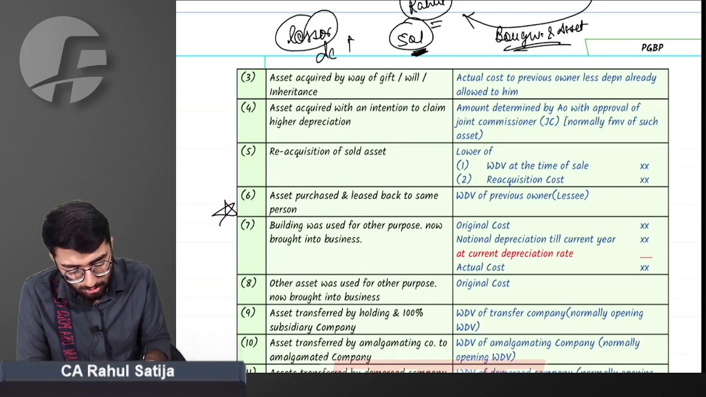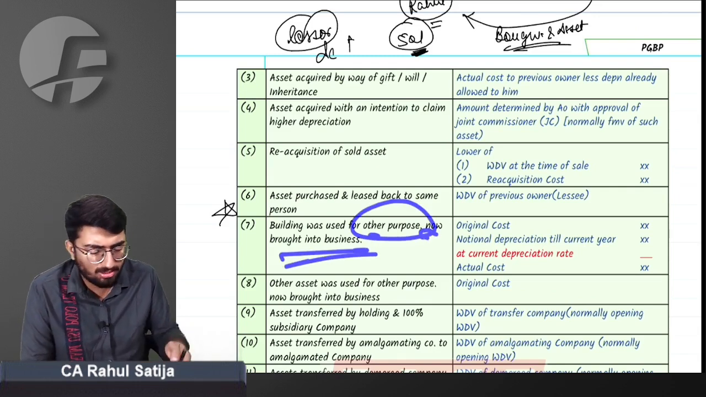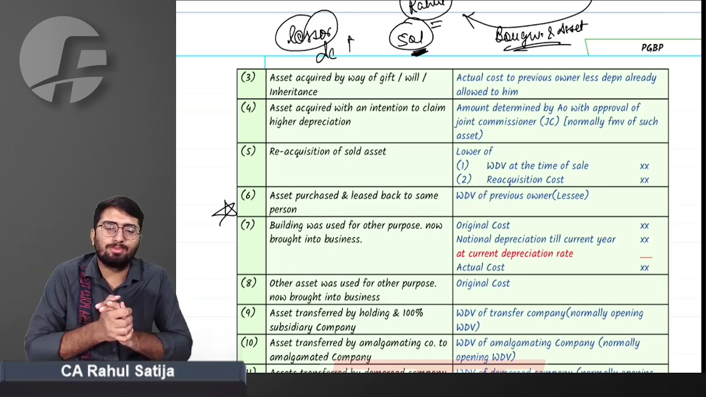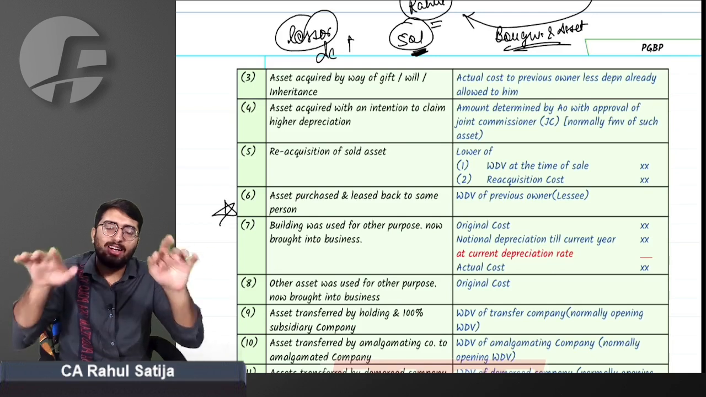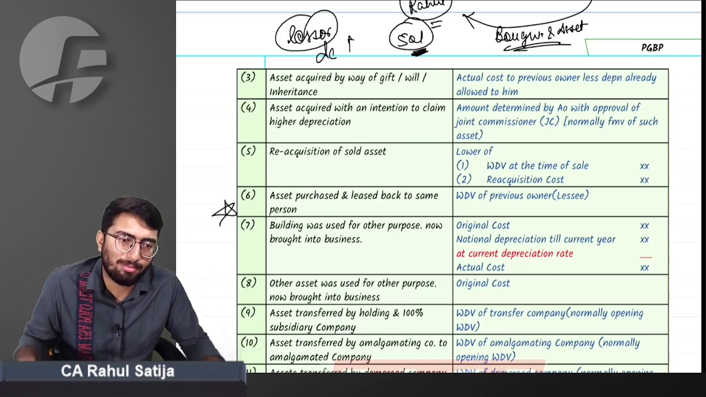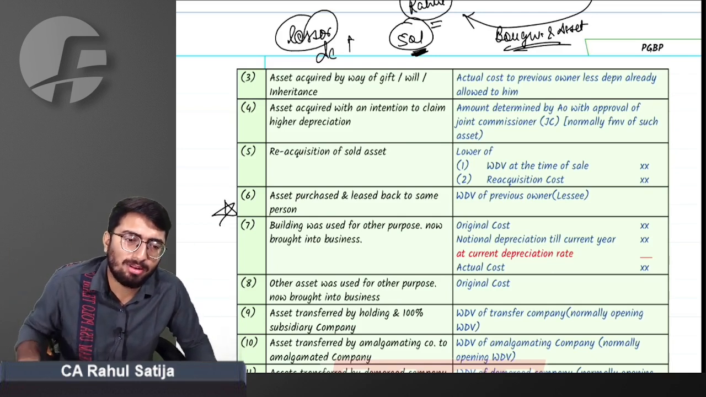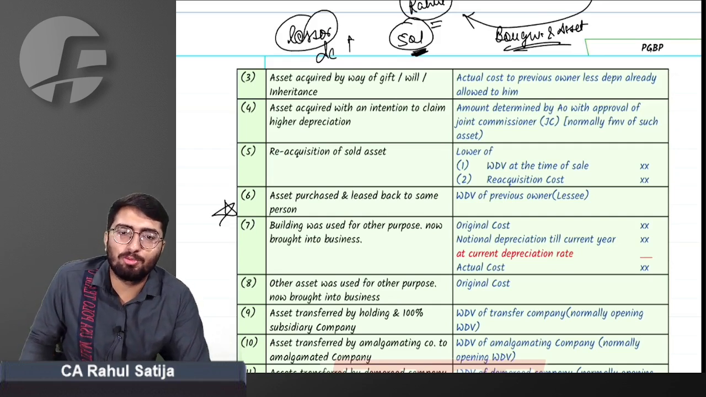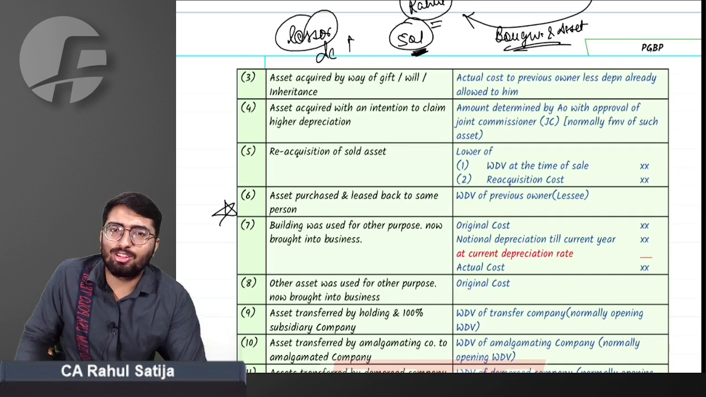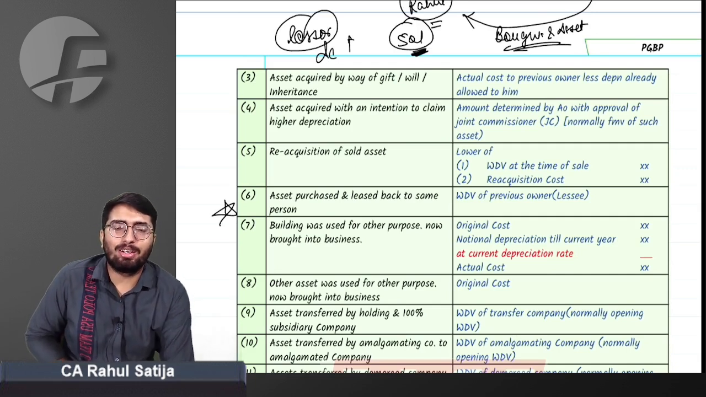So for example, a building was used for any other purpose, and now it is brought into business. For example, I had this house. I am using it for residential purpose, and I convert this house into my office premises. Can I say this building was earlier used for personal purpose, and now it is used for business purpose? What will be the cost of acquisition of such a building?